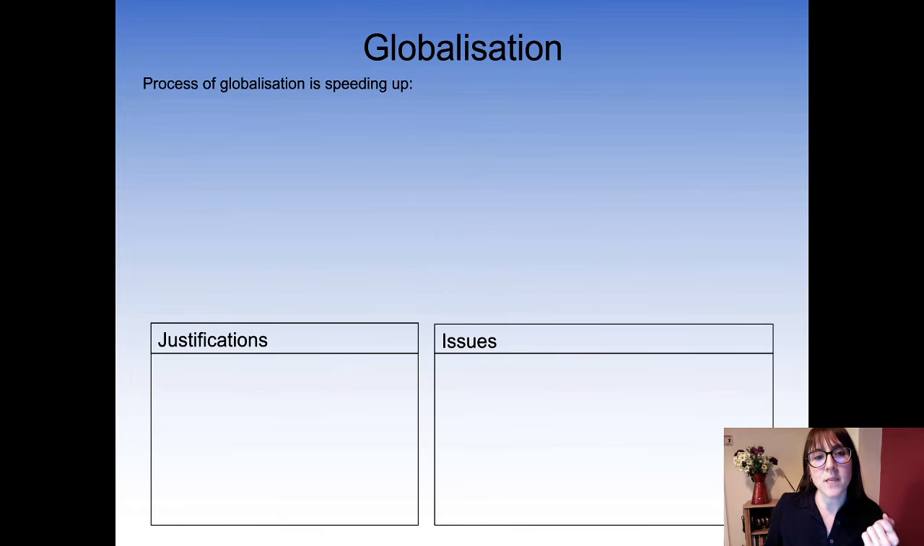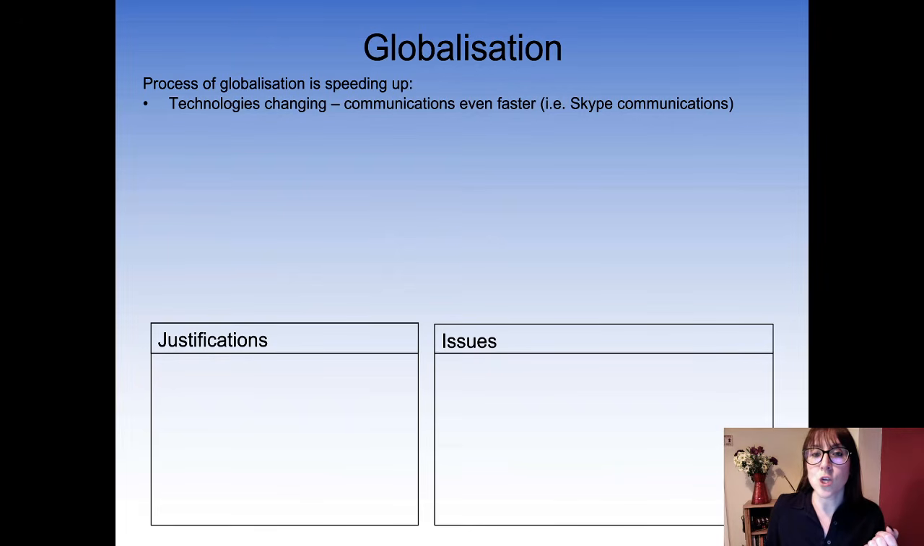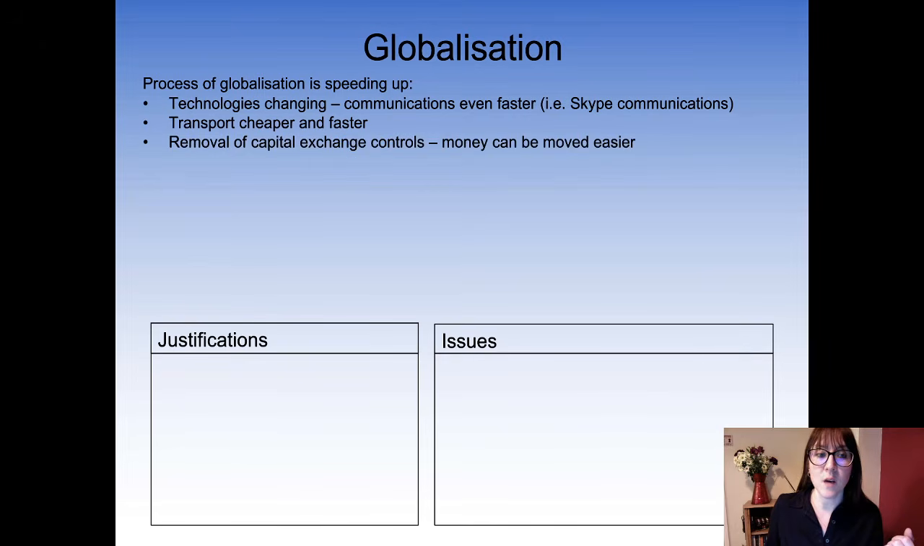The process of globalisation is speeding up. Technologies are changing, communication is faster now. You can have Skype communications, you can have Zoom communications, so you can have a board meeting with people all over the world via Skype or via Zoom. Transport is cheaper and faster now. Removal of capital exchange controls, so money is moved easier. Consumer tastes have changed as well.